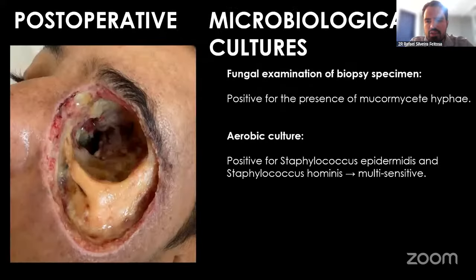This is the aspect of the left orbit after surgical intervention, showing extensive tissue loss and necrosis with residual inflammatory areas. The fungal examination of the biopsy specimen was positive for the presence of Mucormycete hyphae, confirming the diagnosis. The aerobic culture also grew Staphylococcus epidermidis and Staphylococcus hominis, both multisensitive strains, representing secondary bacterial colonization of the surgical site.